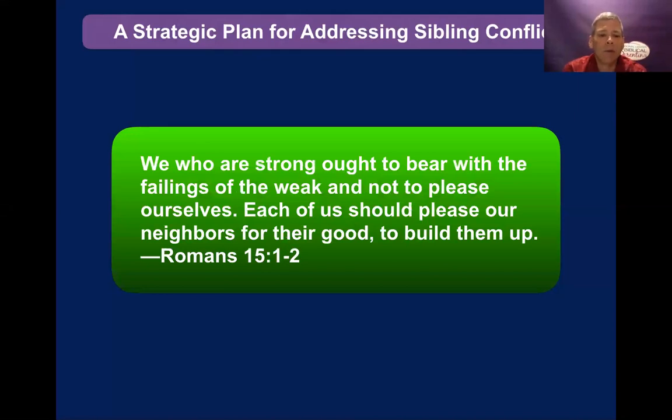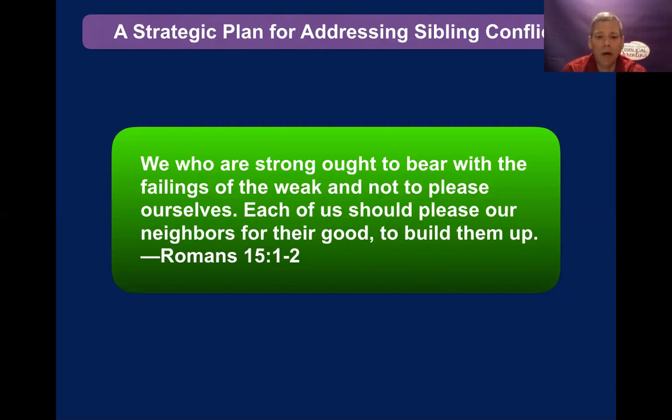A second verse is Romans 15:1 and 2. "We who are strong ought to bear with the failings of the weak and not to please ourselves." Now in sibling conflict, a person who is bickering with someone else or making cutting remarks or getting angry or grabbing the toy or whatever it is, is pleasing themselves. This passage talks about bearing with the failings of the weak. There's a misconception that people have that anger is a sign of strength. And so, I'm angry, I'm going to grab it from you. That is a sign of weakness, which we'll talk about in a few moments.